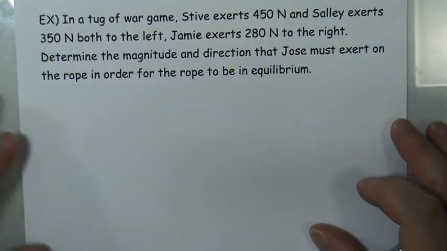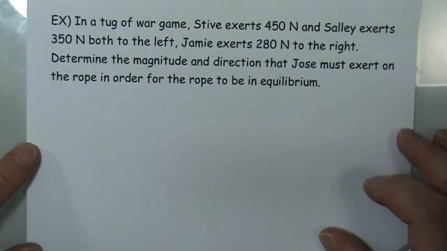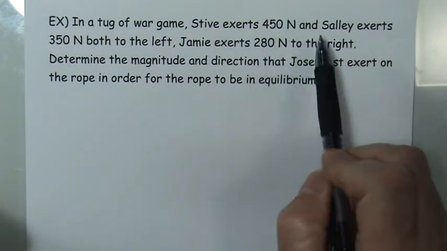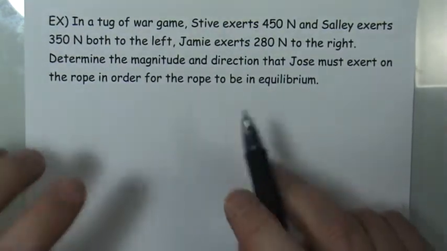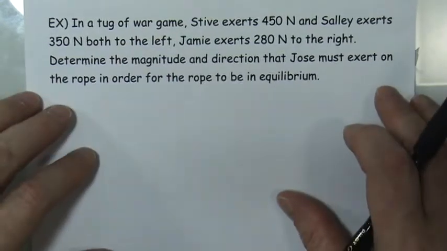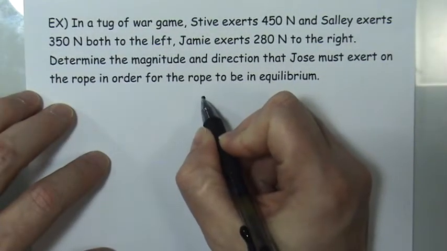So let's keep it really simple in the beginning here, and let's just look at a tug of war. So we don't need to worry about what the names of the forces are. The names of the forces are from the 4 people: Steve, Sally, Jamie, and Jose. But we don't need to give names like thrust or drag or anything like that. What we essentially have is a rope.